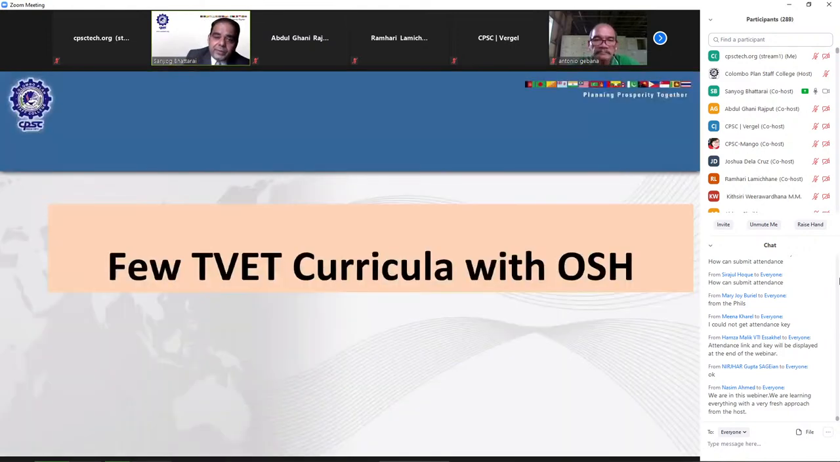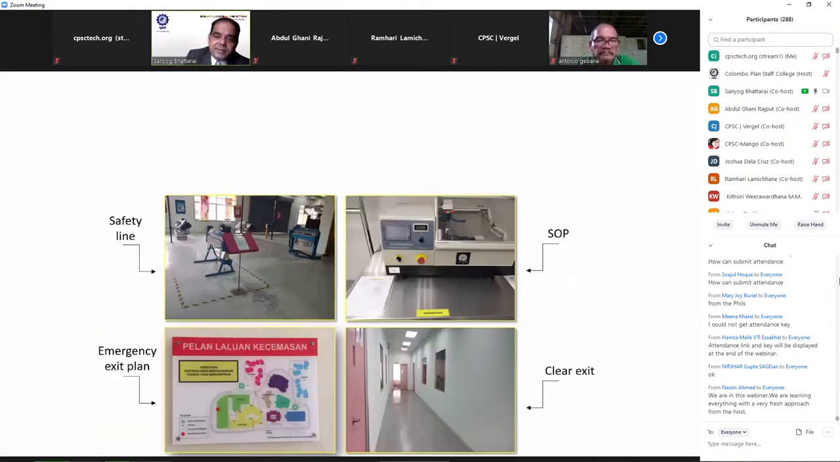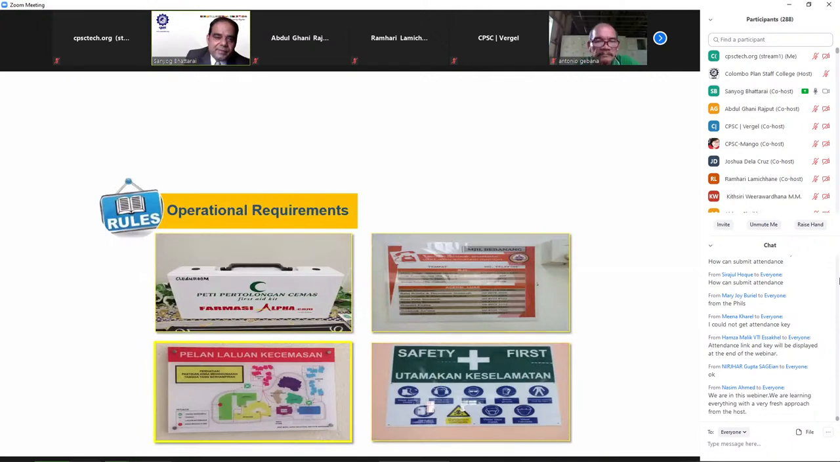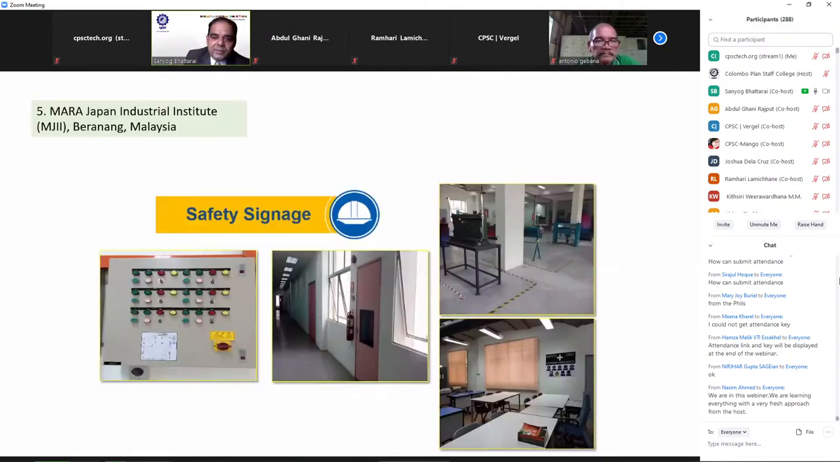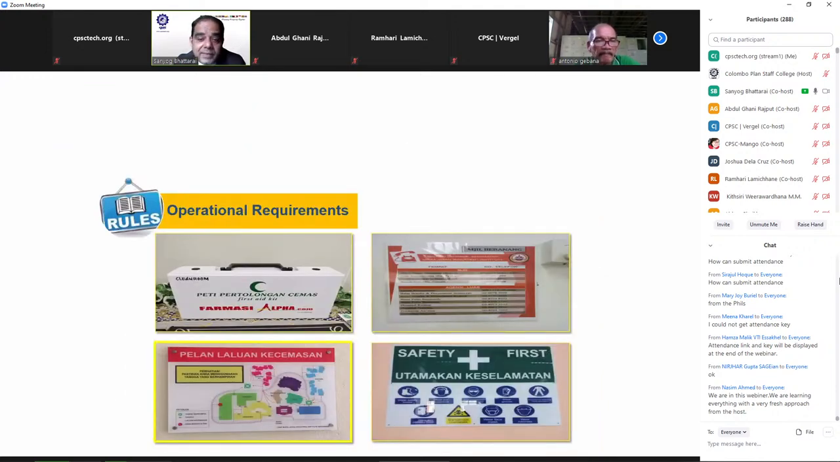So these are a few international practices for the safety of our students and all the staff. If we don't have this type of thing in our TVET institution, the message is that we have to make it like this so that we are safe working in our institution.